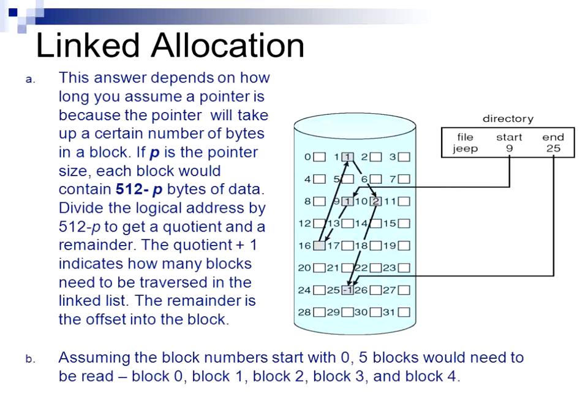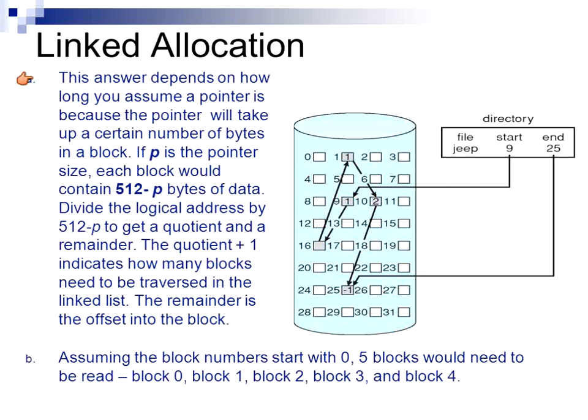Now, linked allocation is a little different because if you remember with linked allocation, every block not only has your data in it, but it also has a pointer to the next block. It's like a linked list on disk. So the answer that you would give here would depend on how many bytes you assume a pointer is, because the pointer will take up a certain number of bytes in a block. So I just gave a general answer here, and you may have given a more specific one if you made a certain assumption about the number of bytes it took to store a pointer.